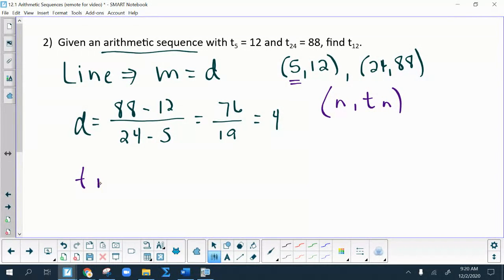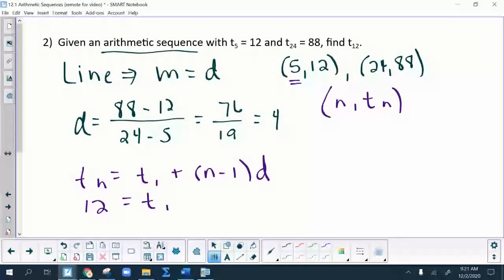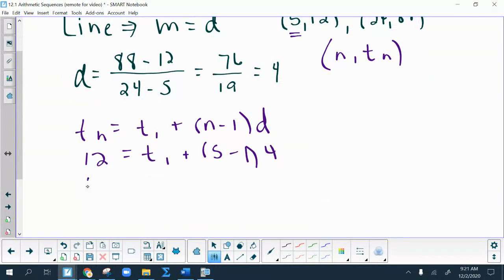So my formula in terms of t here would look like this. Okay, I know t sub n, I'm going to call it 12. I don't know my first term, but I do know that n is equal to 5, and my common difference is 4. And so now I can just solve for the first term this way. And this is really a useful method when your first term is really far away from what you're working with. So like I was on the fifth term, that's not too bad. But if I had only had like the 12th and the 24th term, that'd be a lot harder.